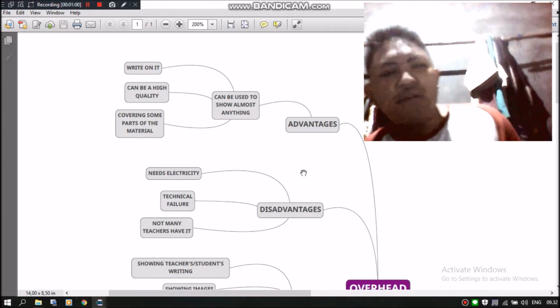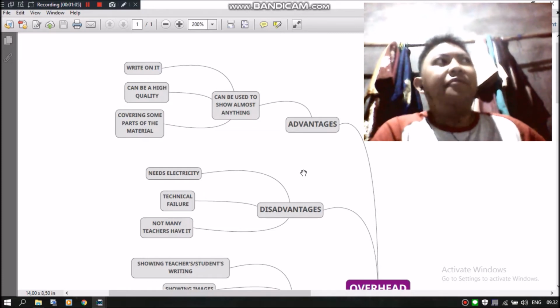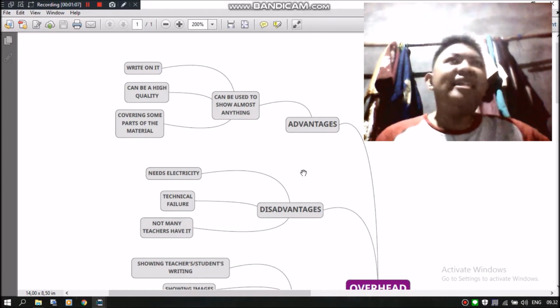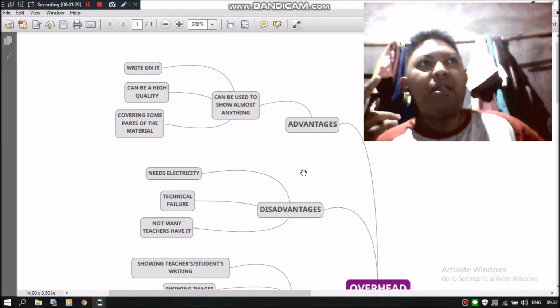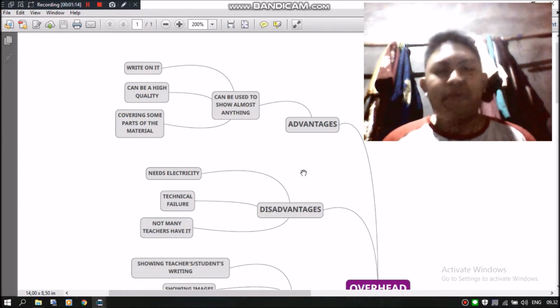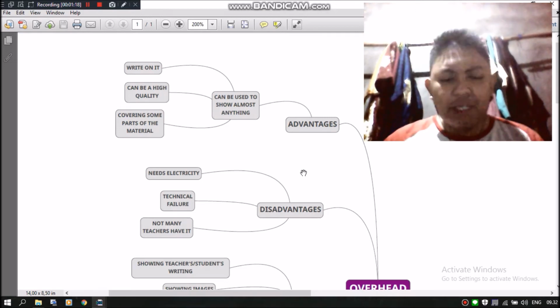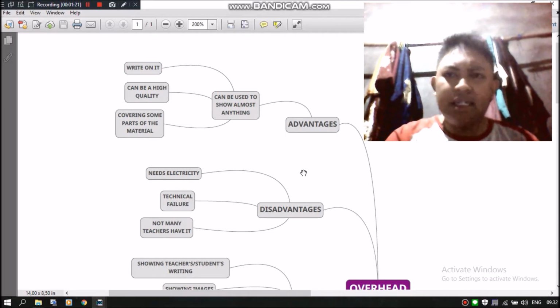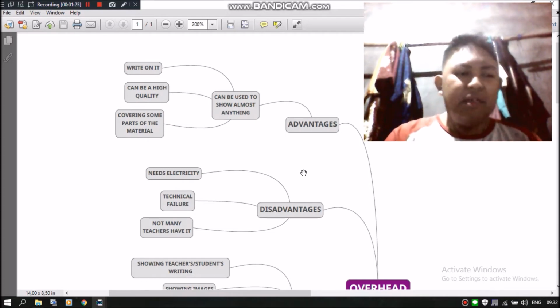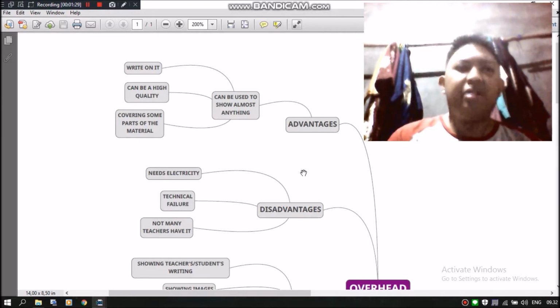And it can also be used to cover some parts of the material that you don't use. For example, let's say that you have a long sentence, and you place it on top of the overhead projector, you can cover some of the words in the sentence, and you can use it for the students to guess what the word is that you covered. So you can use it for predictions or something.